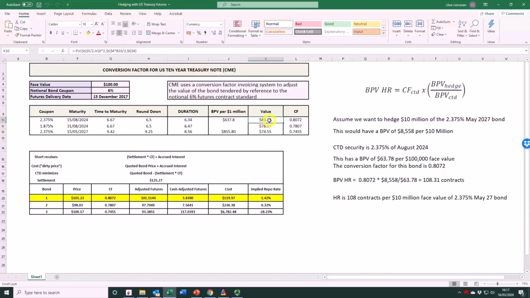And it turns out to be that amount. If we then divide that by 100, as I indicated, this is the conversion factor. All of that can be done simply by knowing the coupon and the maturity date and applying the rounding down, as I mentioned. So I've been able to calculate the conversion factor for each of these, and they obviously do conform with the actual documentation, say, provided by the CME Group.